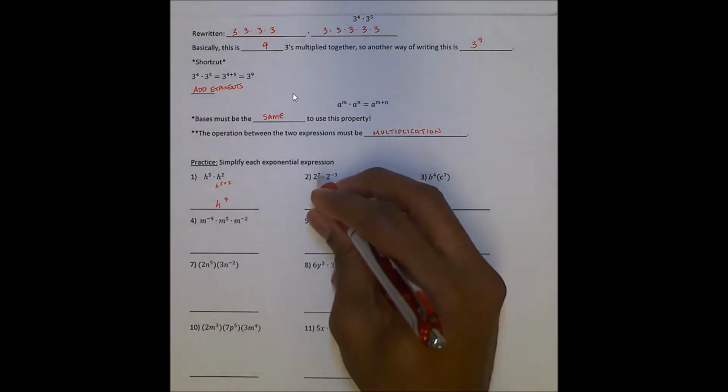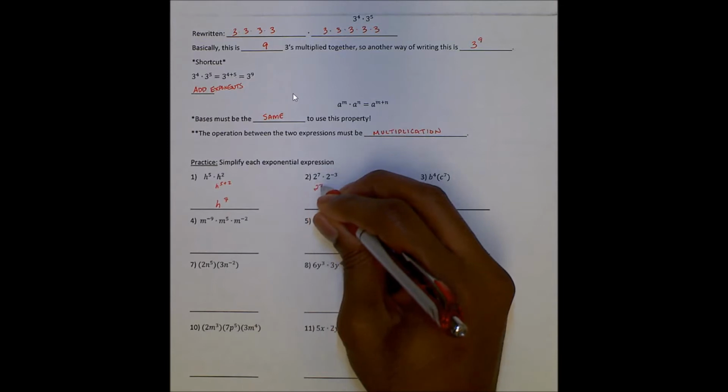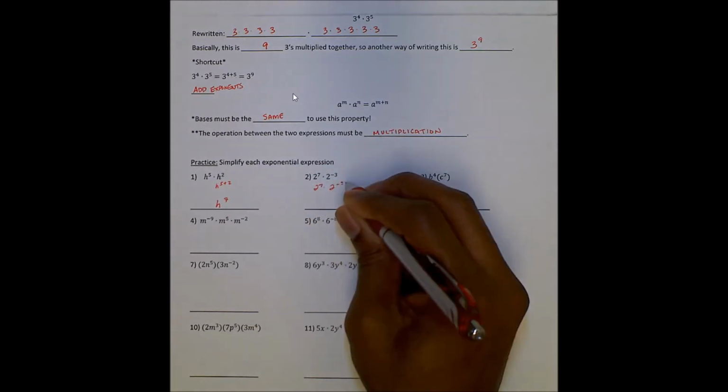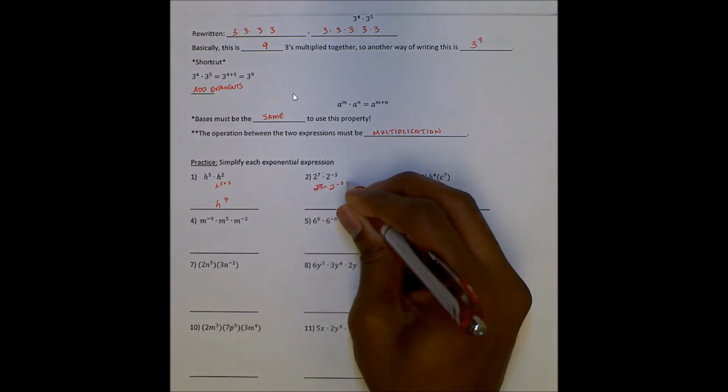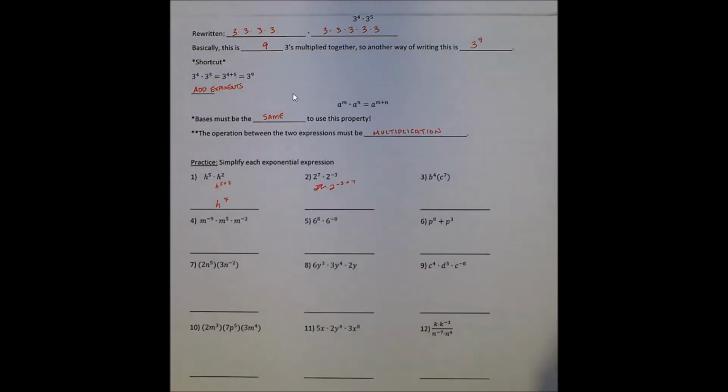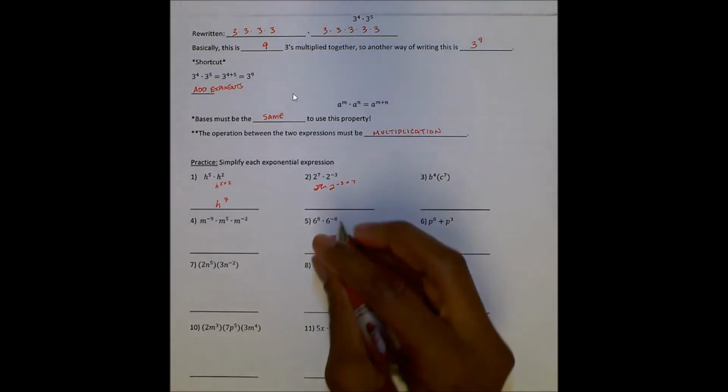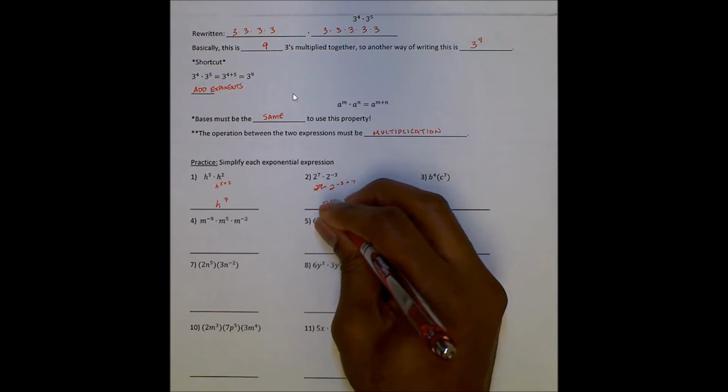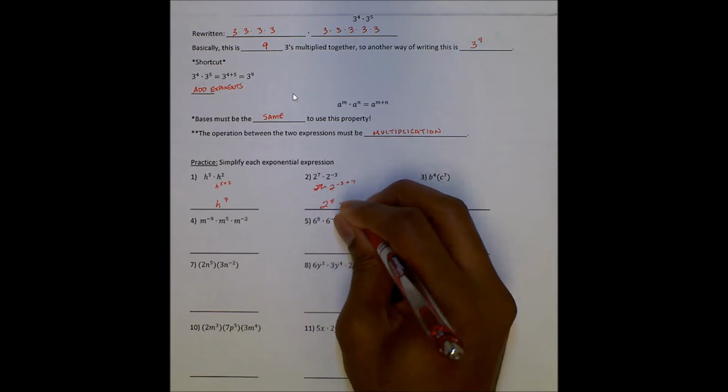Okay, works with numbers as well. We have 2 to the 7th times 2 to the negative 3rd. So essentially what we're doing, we have negative 3 plus 7, adding those together. And so we have 2 to the 4th. If we wanted to, we can simplify that to give us 16.